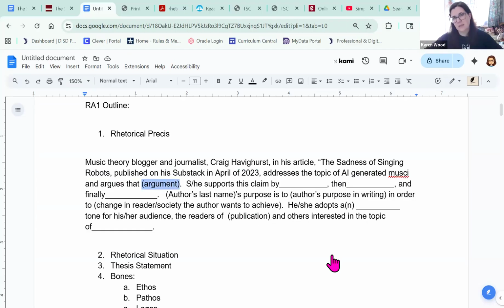now, I'm not just going to say we should come from a standpoint of skepticism because that's not enough for my reader to really understand what he's arguing because his argument's more sophisticated than that. He's saying we should be skeptical when it comes to whether AI generated music is authentic music.